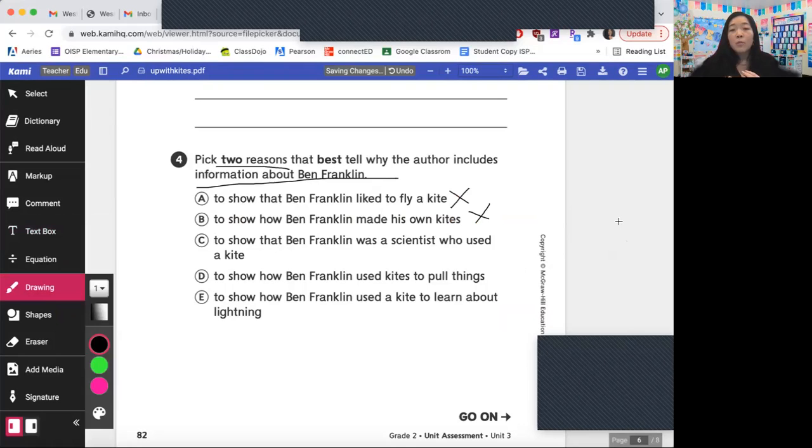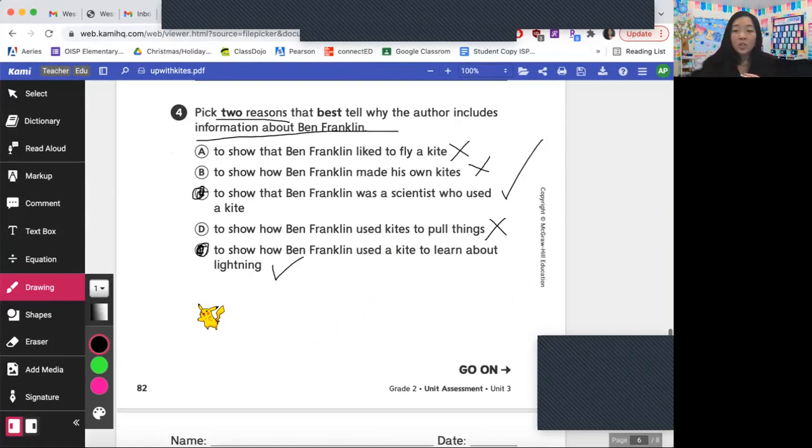To show that Ben Franklin was a scientist who used a kite? Yeah, he used a kite to learn about what? About lightning. To show how Ben Franklin used kites to pull things? Well, he wasn't pulling things. What he did was he used a kite to understand electricity. To show how Ben Franklin used a kite to learn about lightning. Yes. So our 2 best answers are going to be C and E. If you're not sure, you can always reread and go back and check the text to see which answers make the most sense.